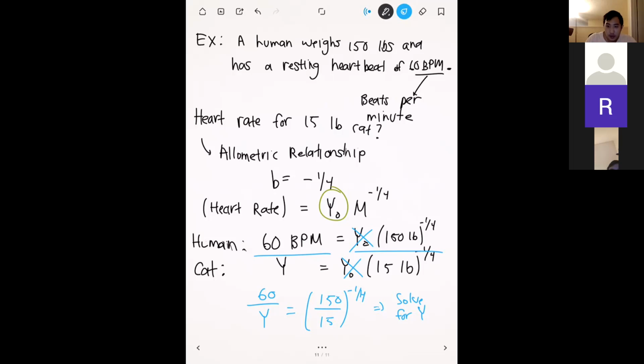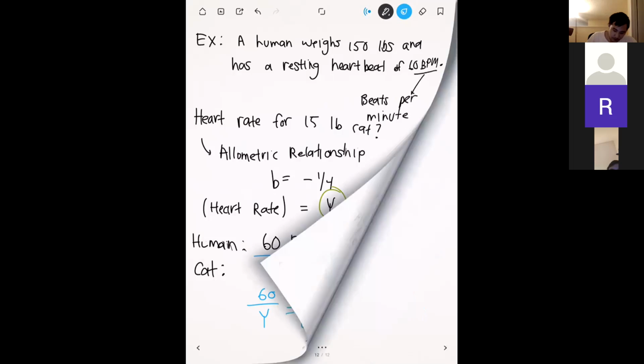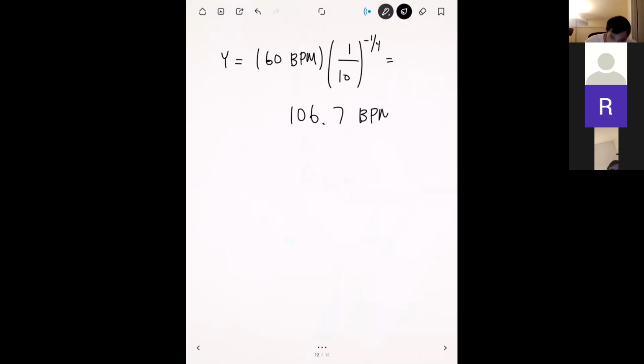Okay. So let's go ahead and finish up these calculations. If we manipulate this equation and we solve for y, what we get is y is equal to 60 beats per minute times 1/10 raised to the -1/4. And then we just simply punch this into our calculator, and what we get is 106.7 beats per minute. Okay. And so just like we predicted, and just like you would experience if you put your ear right next to your cat's chest, you'll see that a cat has a higher heart rate than humans because it has a smaller mass.